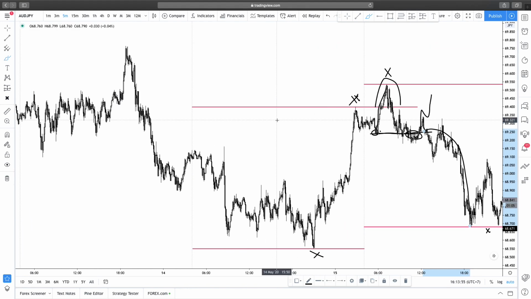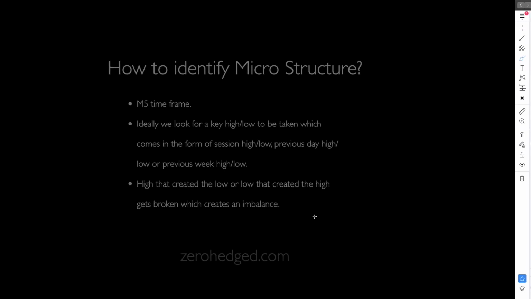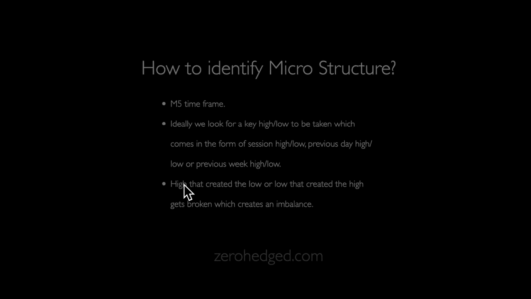So, simple concept. What I want you to do now is go on, pick your favorite instrument, and go and identify breaks in structure at key swing highs. You want to identify highs that create the lows and lows that create the highs, which creates imbalances at key high lows.